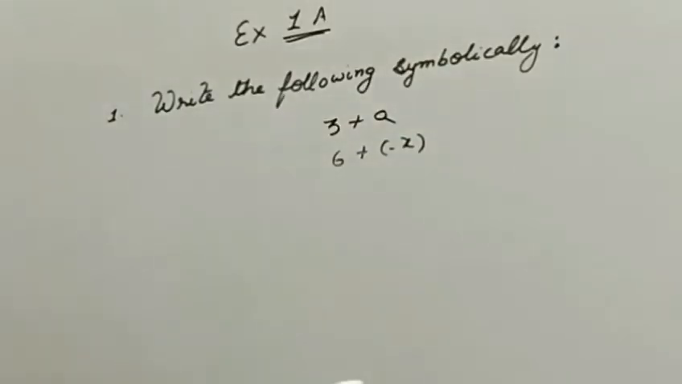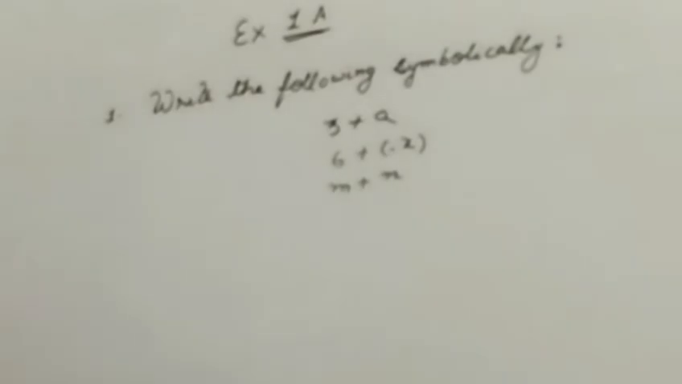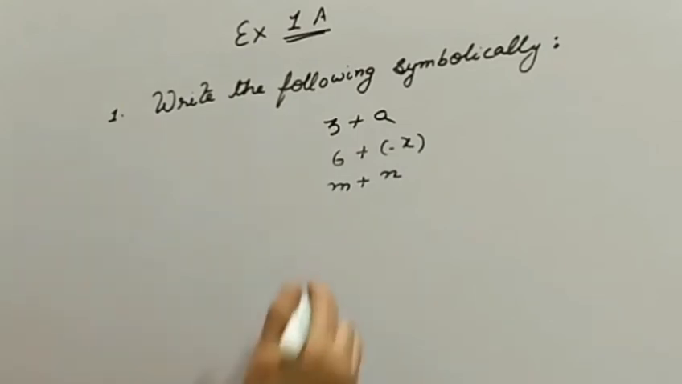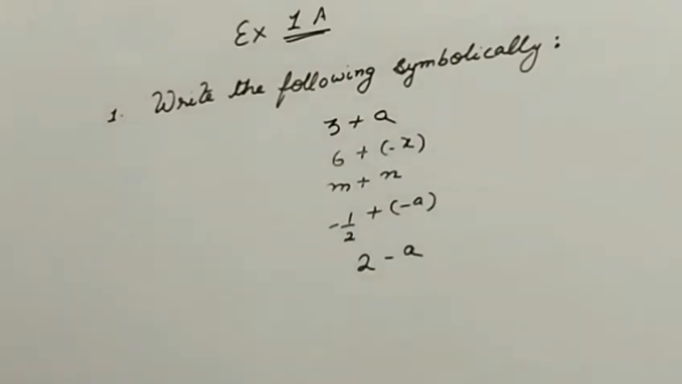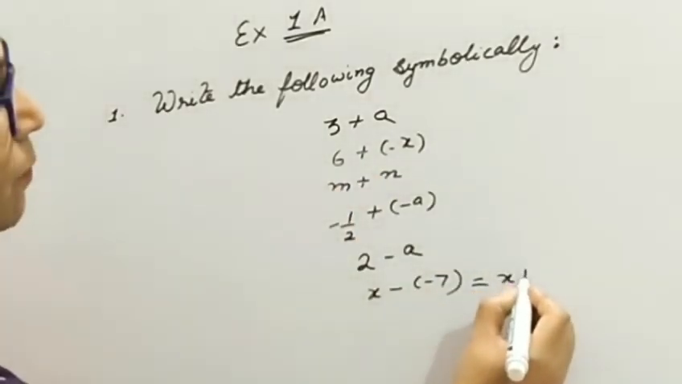Next example. The sum of m and n. How can you change it into a mathematical expression? m plus n. Next example, the sum of minus 1 by 2 and minus a. Minus 1 by 2 plus minus a. This is how you can symbolically convert the given statement. A subtracted from 2 means 2 minus a. Next, minus 7 subtracted from x. x minus of minus 7, which becomes x plus 7.